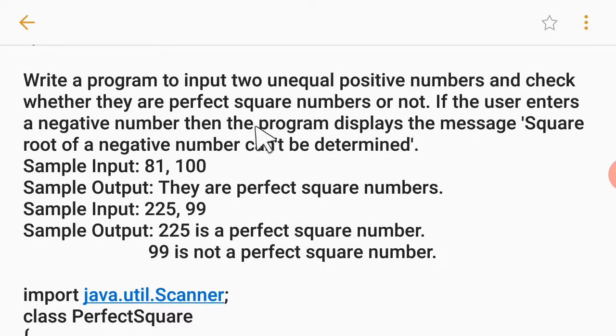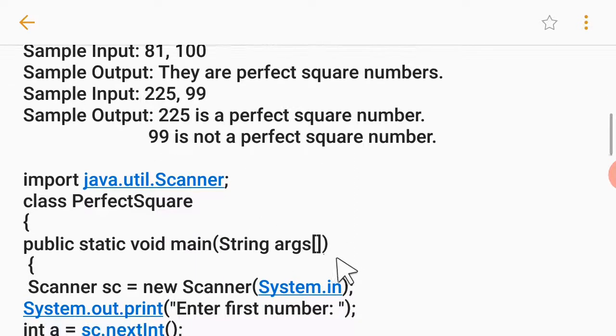They are going to be unequal positive numbers. If the user enters a negative number, then the program displays the message: square root of a negative number cannot be determined. The sample inputs here are 81 and 100. They are perfect square numbers, right? This is a square of 9 and this is a square of 10. Then sample input 225 and 99. Here students, you can see that 225 is a perfect square number, but 99 is not a perfect square number.